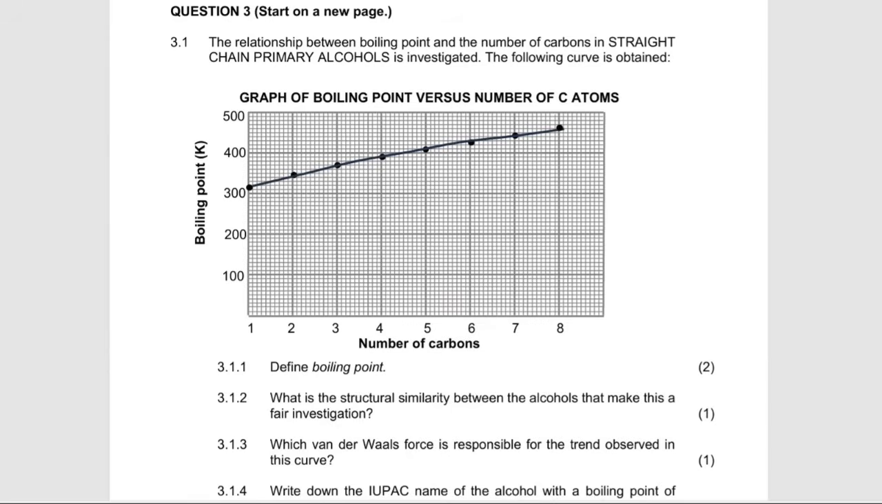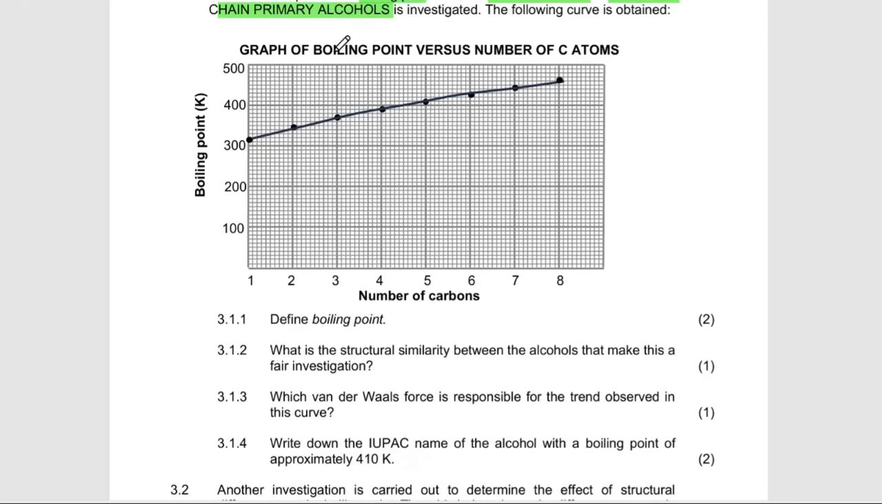So 3.1 says, what is the relationship between boiling points? So we're looking at boiling points and the number of carbons, right? All of them are straight chain primary alcohols being investigated. The following curve is obtained. They are saying we are supposed to read the graph of the boiling point versus the number of carbon atoms. Then the first question they're saying: define the term boiling point, right?